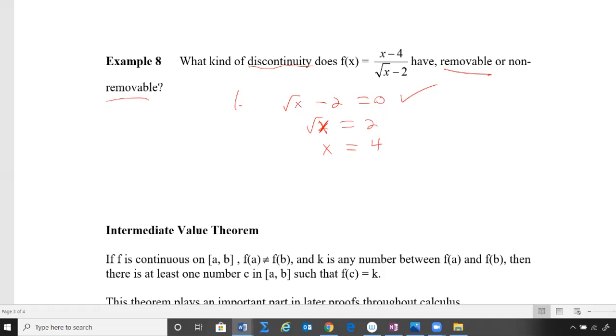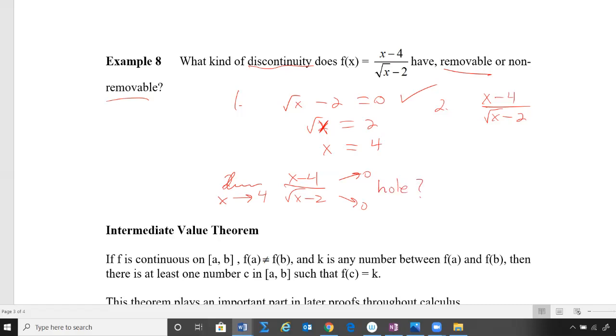Okay, now what is it? Well, to look at what it is, you'll have to try to figure out a better way to write this, because it might be a hole. In other words, let's just take a quick look at the limit as x goes to 4 for this. You notice you're going to get a 0 over 0. So when you notice that's happening, you're thinking potentially you might have a hole.